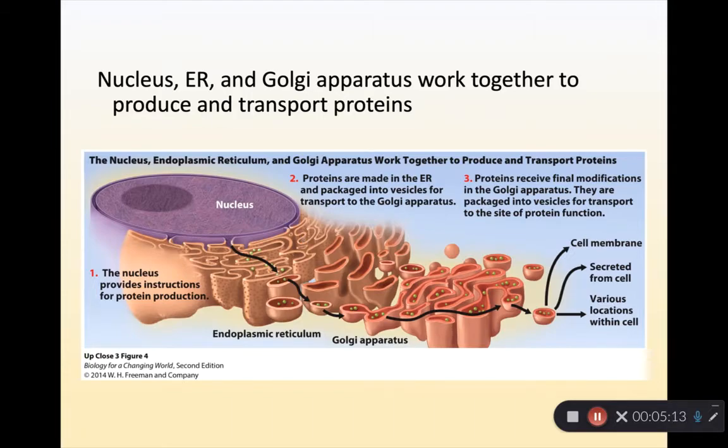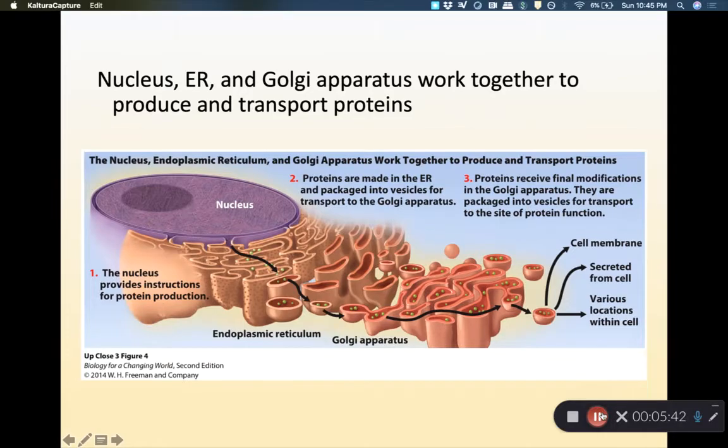And then these proteins are packaged into vesicles to the Golgi apparatus. From there, the proteins receive any final modifications in the Golgi apparatus, and they're able to be secreted from the cell or go to various locations within the cell. And this is really how we start to think about where chemical processes are occurring in the cell and what steps are occurring so that a cell can create energy or synthesize products.